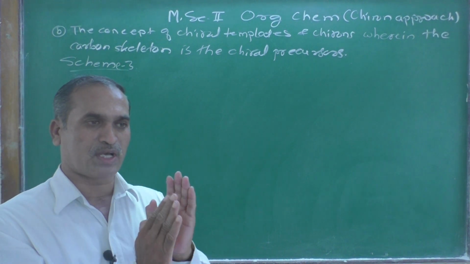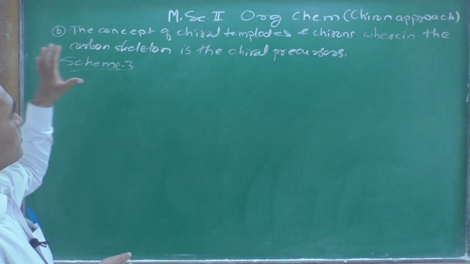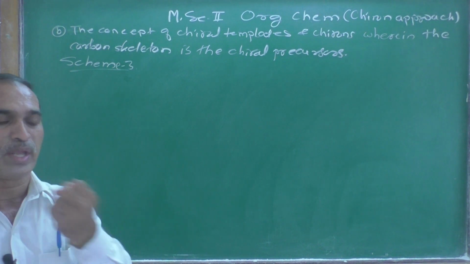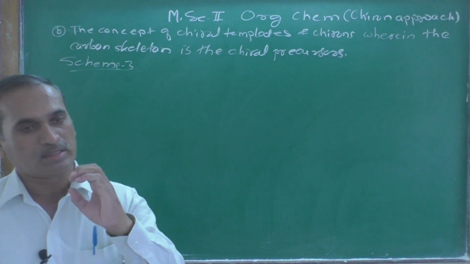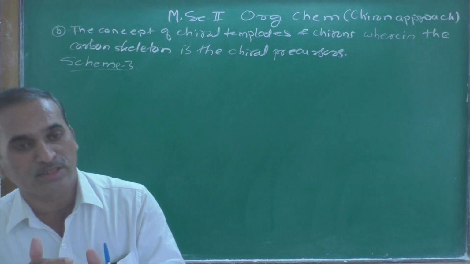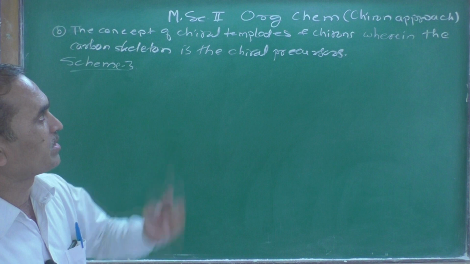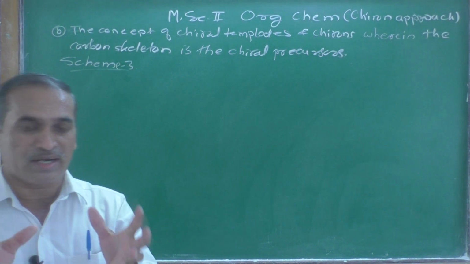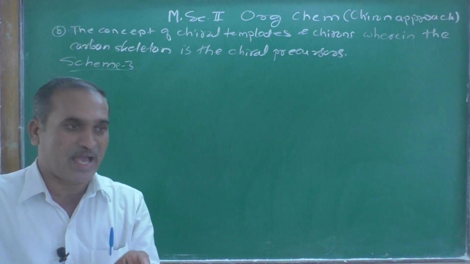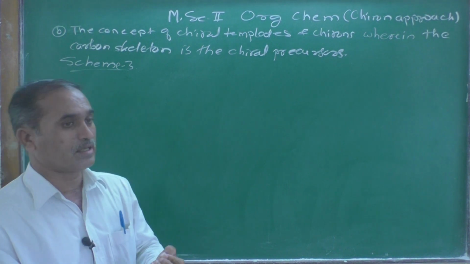Approach means we have to think about it that way only, and there we have seen, look at here, the second point we are learning: the concept of chiral templates and chirons, wherein the carbon skeleton is the chiral precursor. It means the starting material is known as a chiral precursor. Chiral means there must be chirality, and then we can approach the synthesis of natural products by this approach. Chiral template means a particular type of shape, or design, like the shape of a container where the chiral template is used.